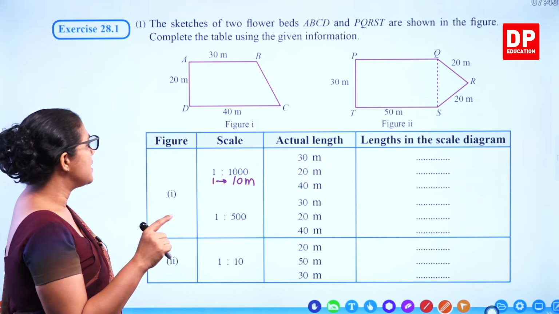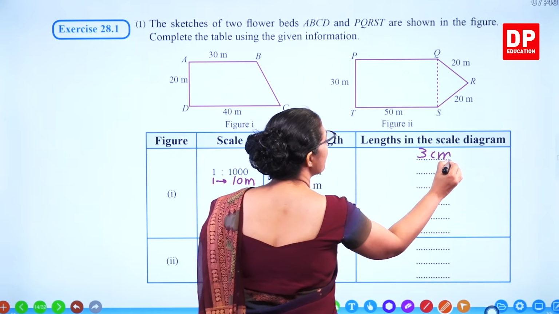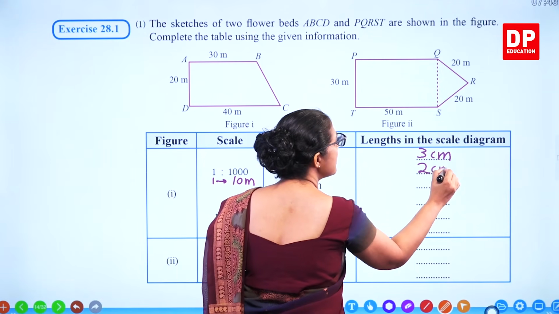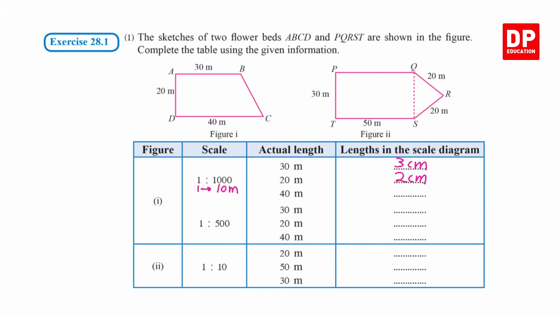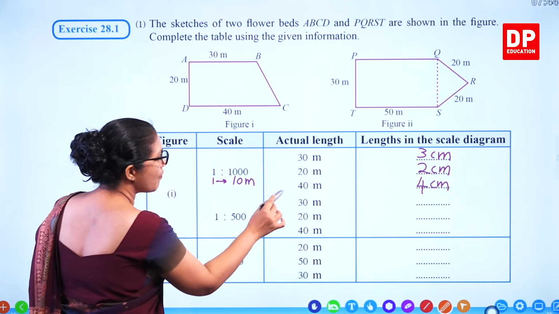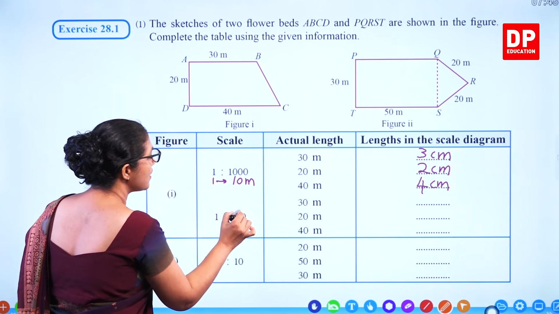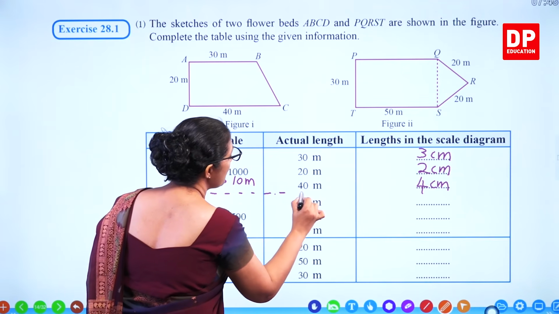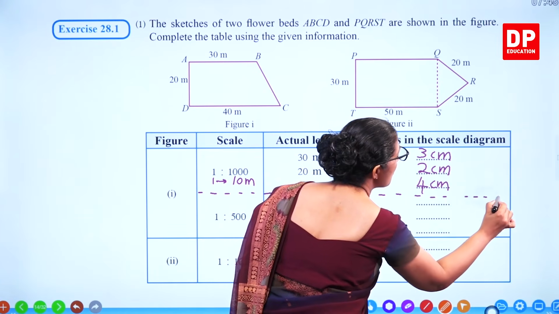So 30 meters means you have to show it with a 3 centimeter length. 20 meters means 20 divided by 10, 2 centimeters. And 40 meters means 40 divided by 10, 4 centimeters. Now we'll take from here 30, 20, 40. Now the 1 to 500 scale. So I'll put a small line here to represent this. This is actually the first scale.